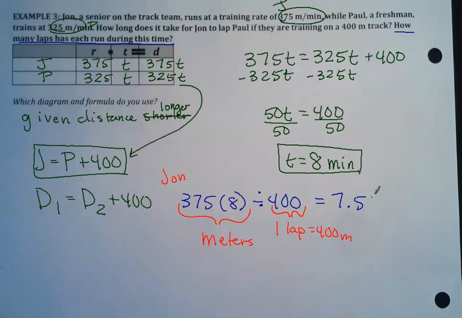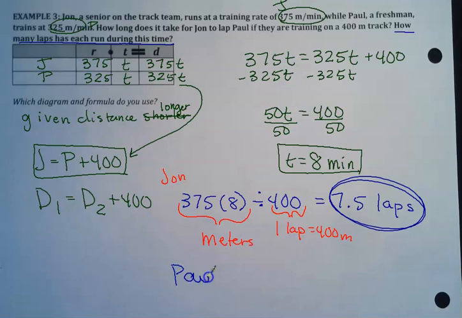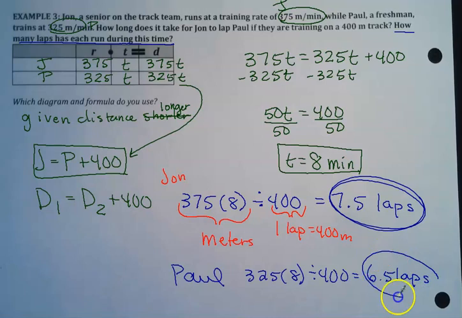So 7.5 what? Laps, right? Because 375 times 8 is how many meters he ran. So this is 7.5 laps. Nice. Okay, good. So then how many laps did Paul run? You could do the same thing. So you would do 325 times 8 divided by 400 equals 6.5 laps. Okay. Does anybody see any other way you could solve that?